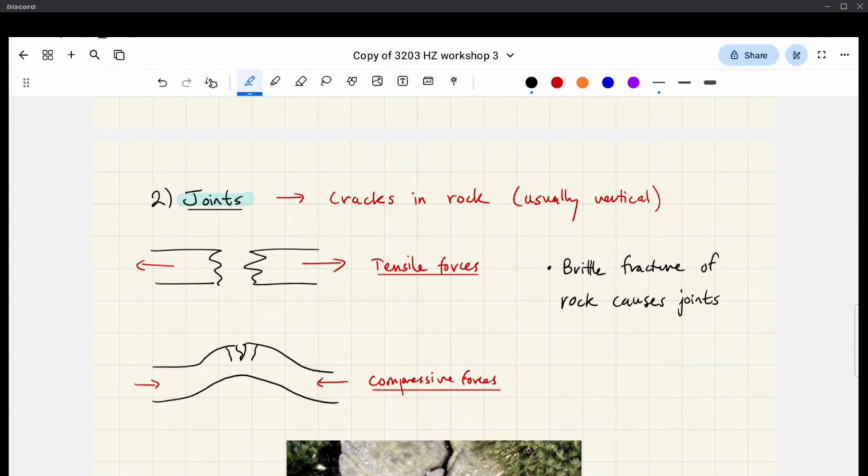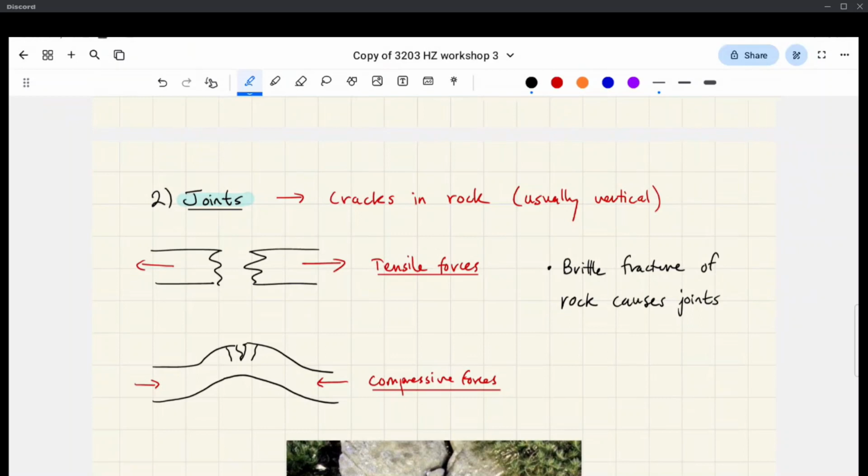Basically, rocks are ceramic material. If some of you might have done concrete, it behaves similarly to concrete in terms of it's very brittle, right? And so when you pull on it, you pull the rock apart, it can break due to tensile forces, right? Joints are essentially cracks, right?